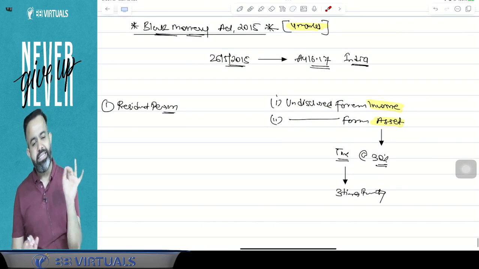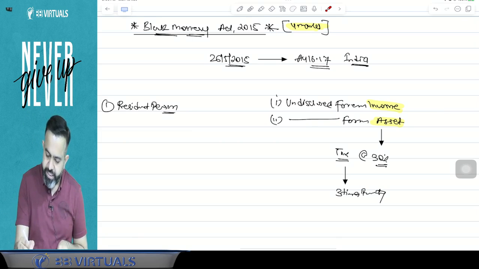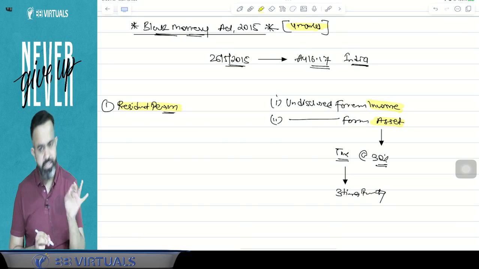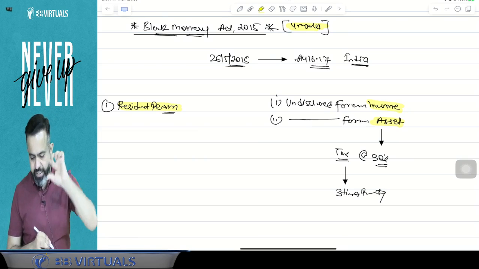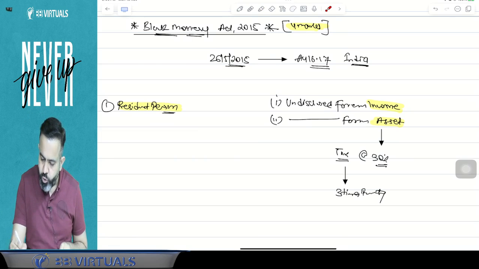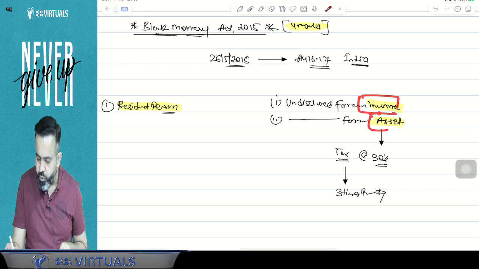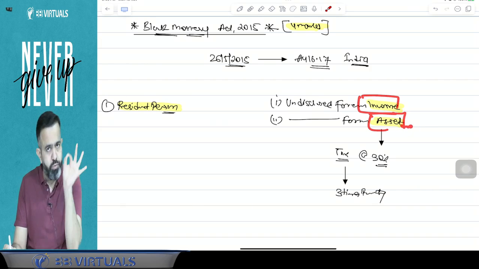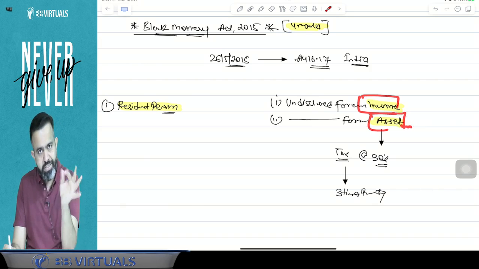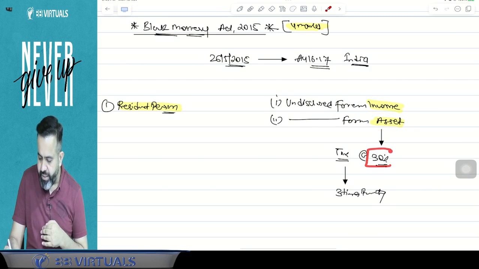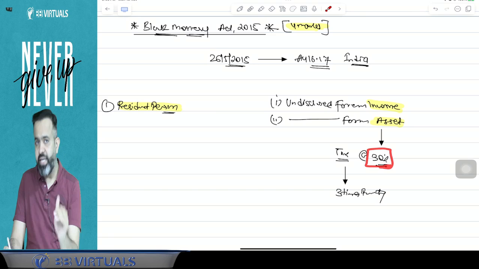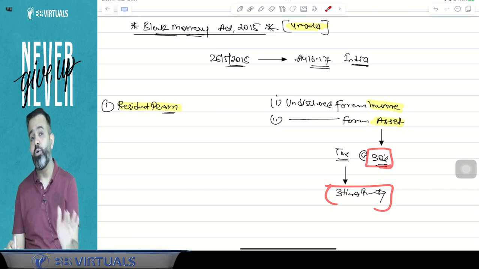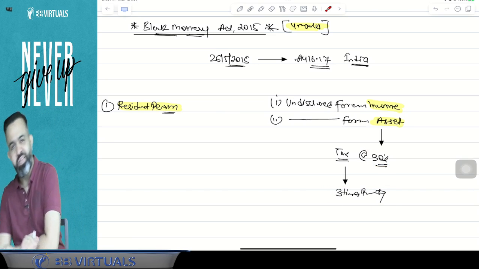So what I'm saying is that this act is applicable only to a resident person. And if a resident person has any undisclosed foreign income or undisclosed foreign asset, and the income tax department gets to know about that, then that person is liable to pay 30% tax, along with that 3 times penalty also.